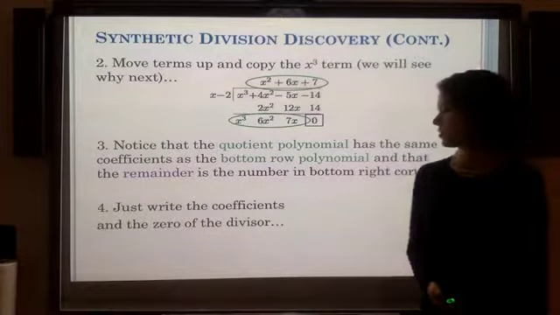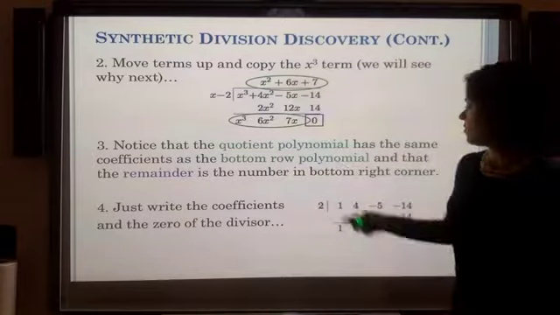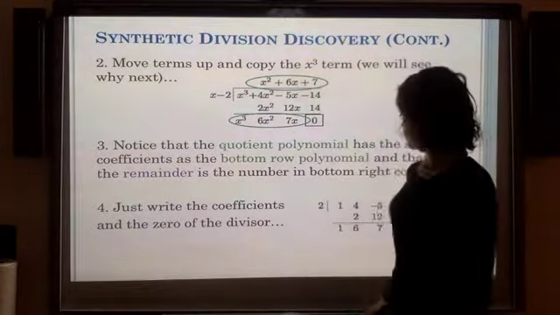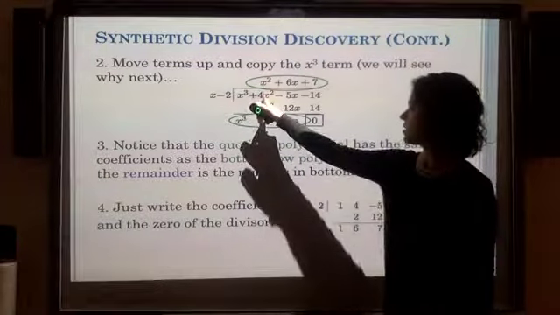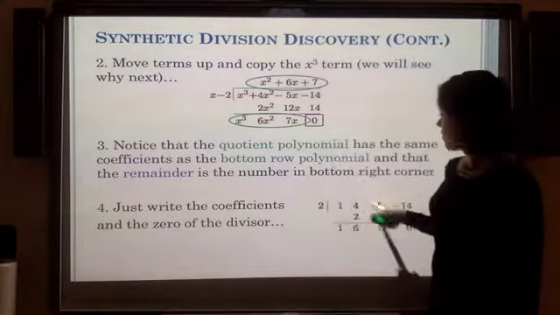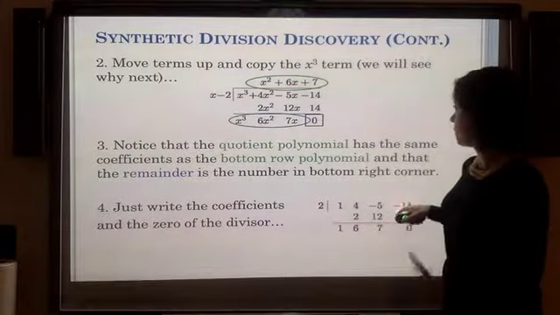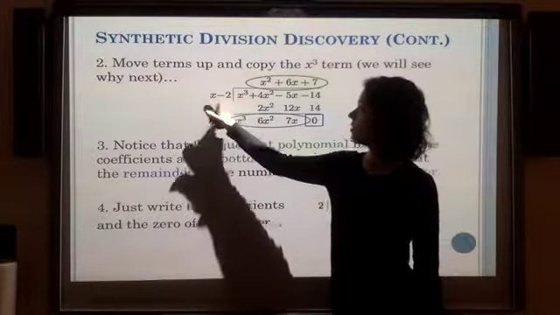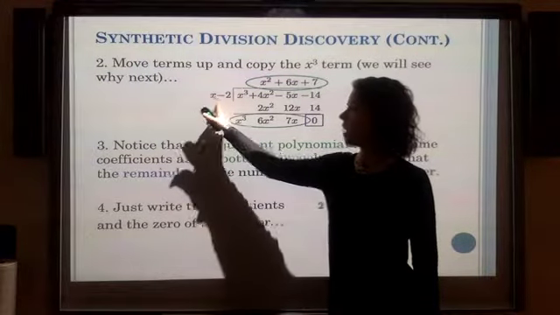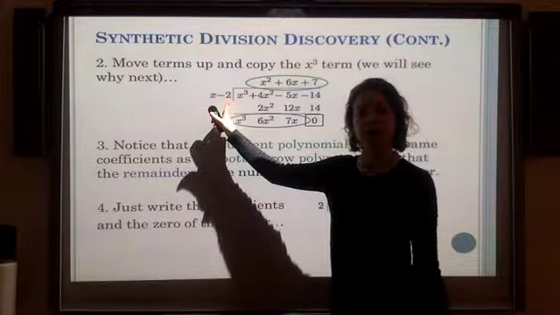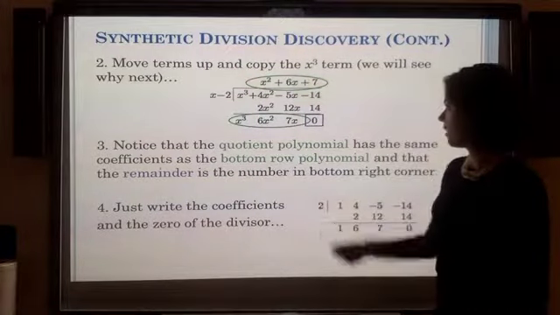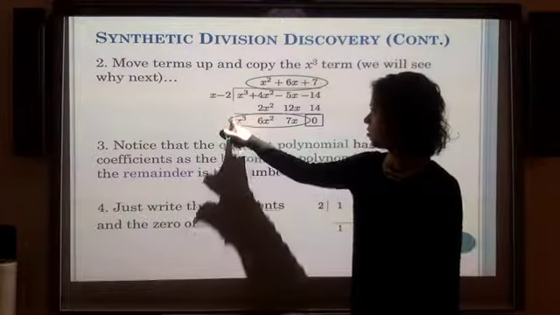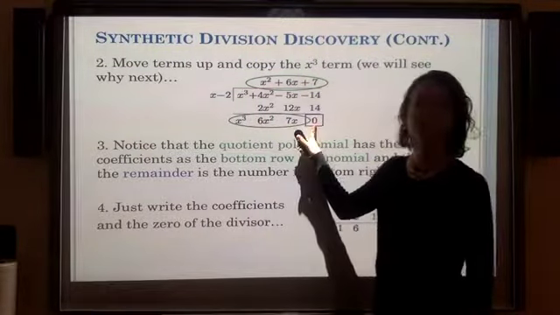So here's how it works. We could have just written the coefficients from the polynomial we started with. So you had 1x cubed plus 4x squared minus 5x minus 14. The 2 out front is the 0 from this factor. So we're dividing by x minus 2. X minus 2 has a 0 at 2. That's what we write up front. And you'll notice that the 1, 6, 7, and 0 match the 1, 6, 7, and 0 down here.